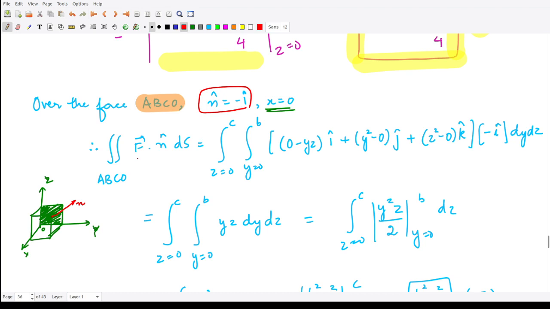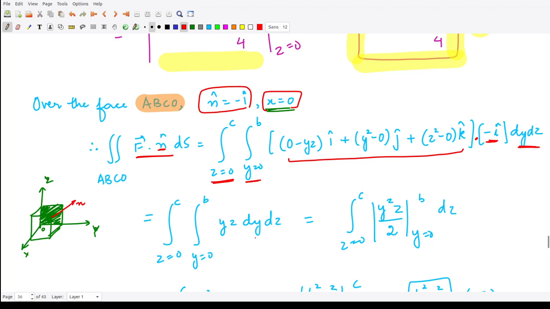So accordingly, your surface integral in this case becomes, this is your f vector where you have substituted in place of x the value 0, and the n cap vector that is equal to minus I cap vector, and here also we have variable limits for z and y. So that is why we are performing integration with respect to y and z. So when you take the dot product of these two vectors, j into I would be 0, k into I would be 0, I into I would be 1. In fact, we have minus, so minus and minus will become plus. So we have yz dy dz.